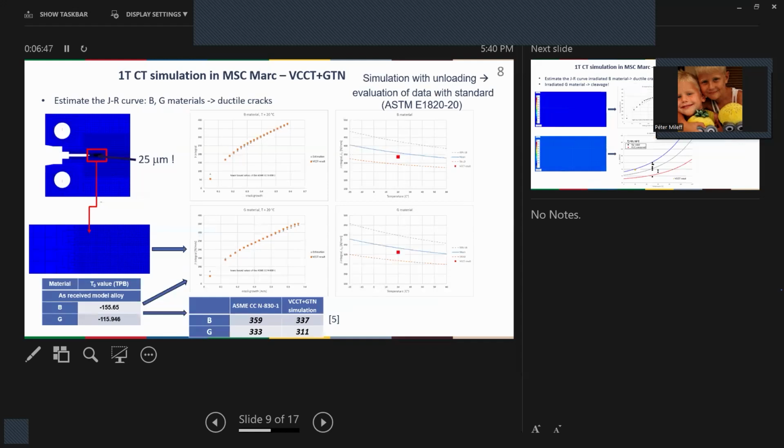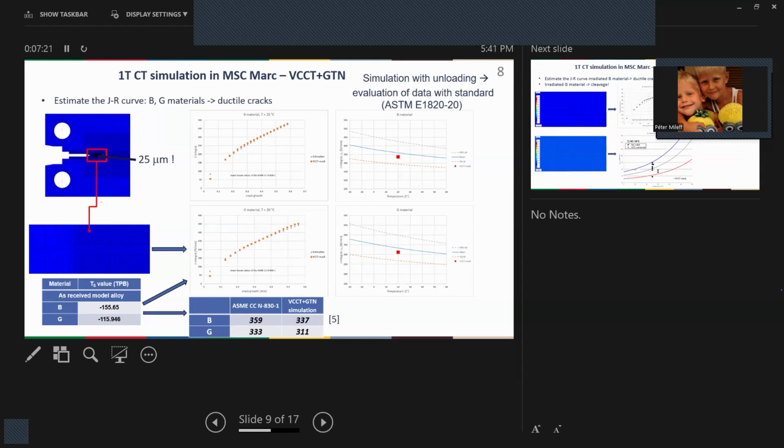After that, we built our compact tension test simulations. For this simulation, we built a 2D plane strain mesh with a very fine element size in the crack propagation area. And in this model, we combined the VCCT method with the GTN method. The VCCT method is mainly focusing on brittle cracks, and the GTN method on ductile cracks. We wanted to highlight the advantages of both methods.